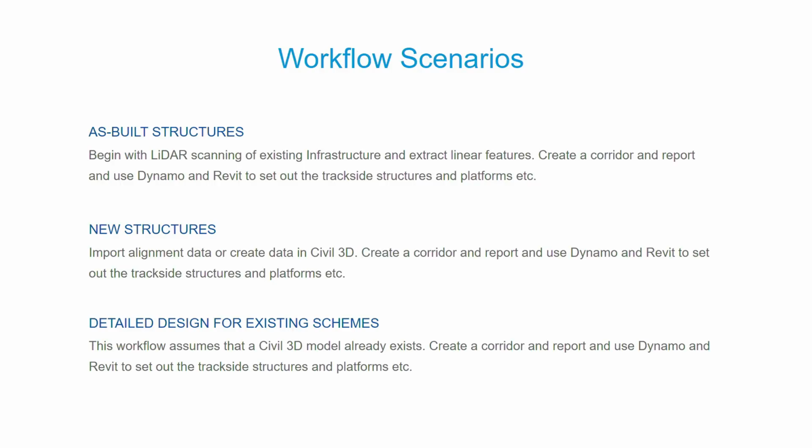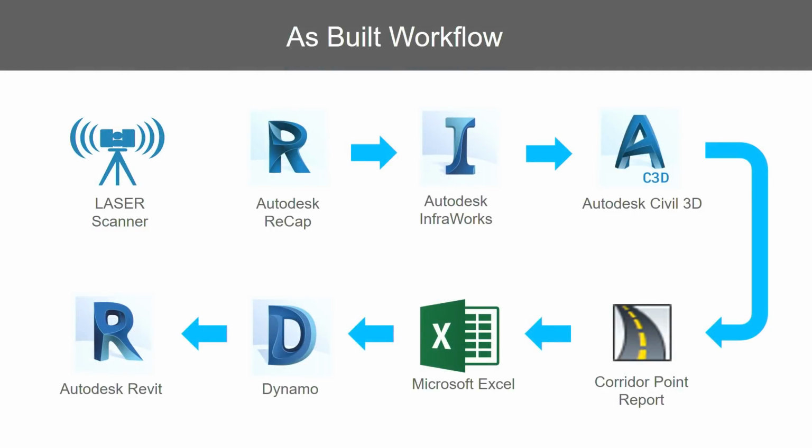So the next thing we have to understand is the workflow. If we're doing a precast platform, is it a new structure or is it an existing structure? If it's an existing structure, we'd probably laser scan that, and then we'd take that laser scan into ReCap Pro, prepare it, and go on from there. Or it might be that we've already got a Civil 3D alignment and corridor, and we simply want to go into detailed design for that scheme. Now let's look at these workflows in a lot more detail.